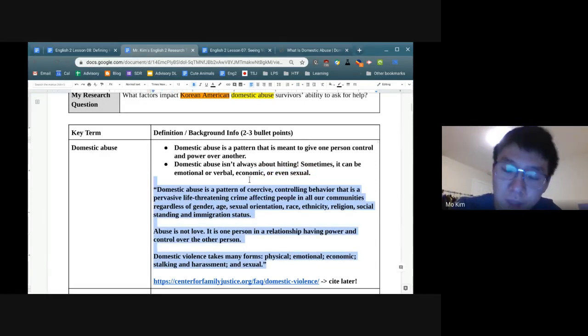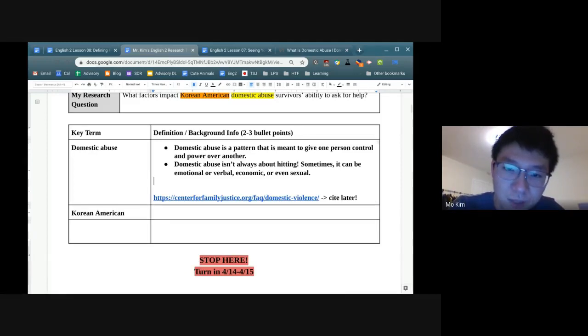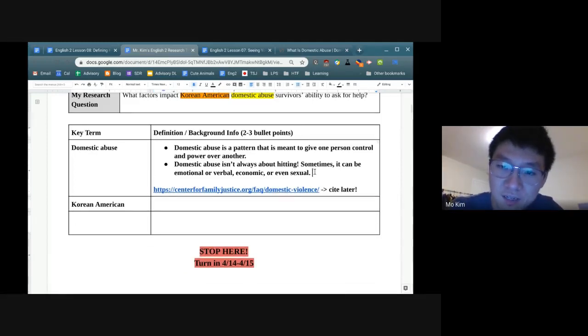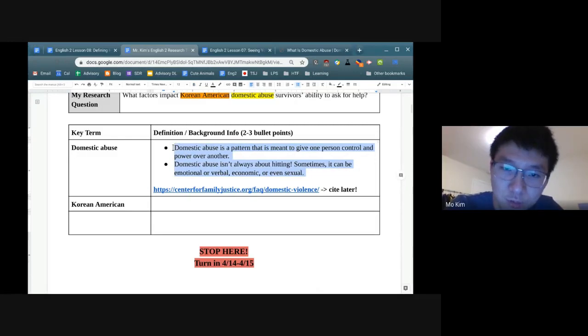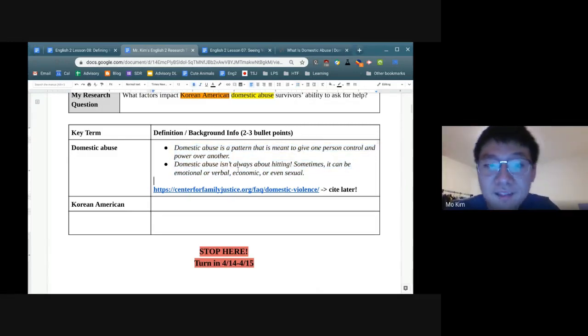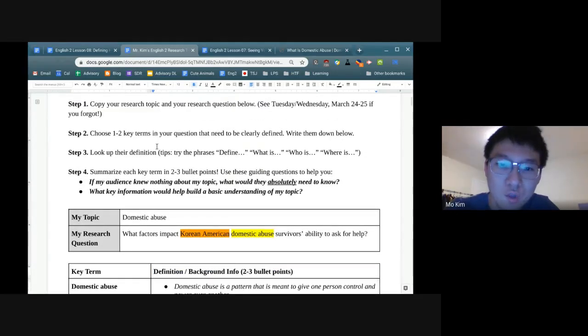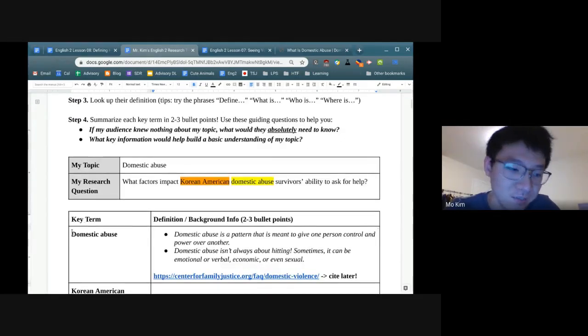I have it in 2 bullet points. Real simple. I'm going to erase the original quote because I don't need it anymore. I have it in my own words. And there you have it. I just finished steps 1, 2, 3, and 4 for my first key term.